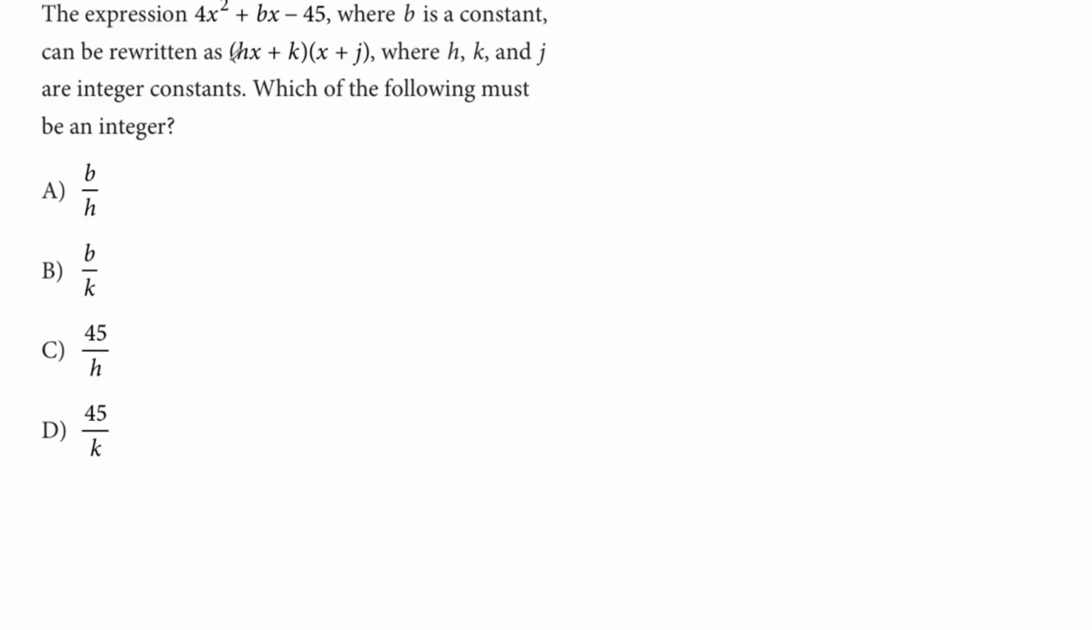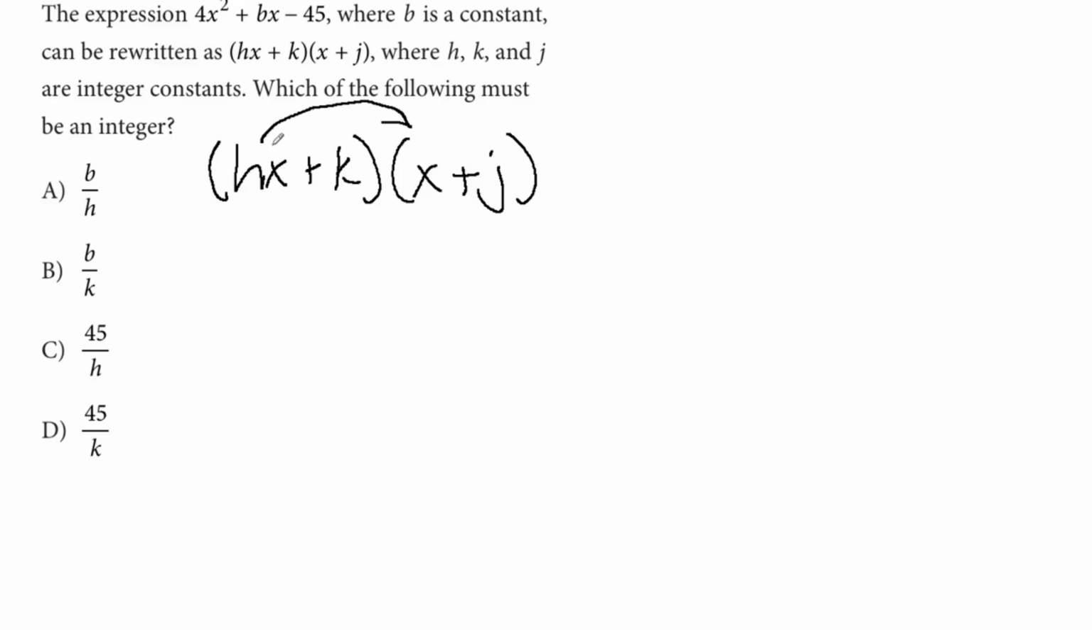Now let's take what they've given us here, and we're going to FOIL it out, essentially. We know that this expression, 4x squared plus bx minus 45, is going to be equivalent to this because it says it can be rewritten as this. So they're essentially equal to each other. But let's take this here and FOIL it out. First I'm just going to write it out: (hx plus k) times (x plus j).